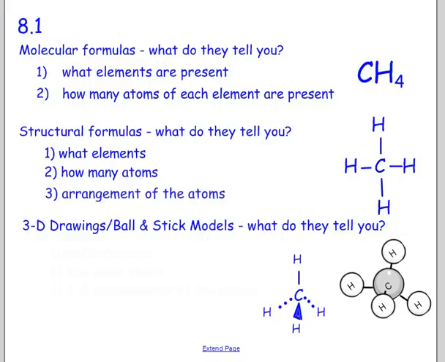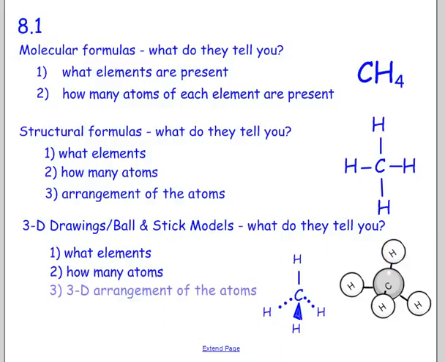Then there are 3-dimensional drawings and ball and stick models that can take that information and give you a little bit more detail. You can still see from this ball and stick model or this 3-dimensional drawing what elements are here and how many atoms, but we also see not just an arrangement, but more of a 3-dimensional arrangement of the atoms. At least a 3-dimensional arrangement as best you can on a piece of paper. So this ball and stick model is like what you would build with the model kits.